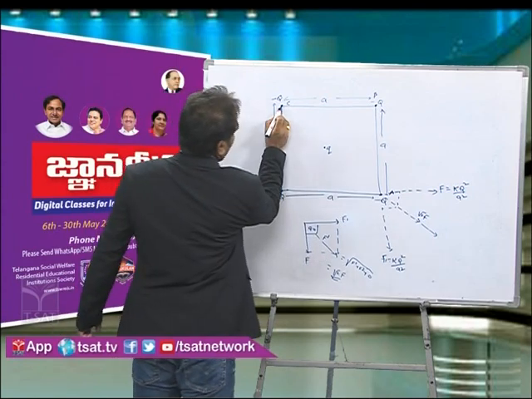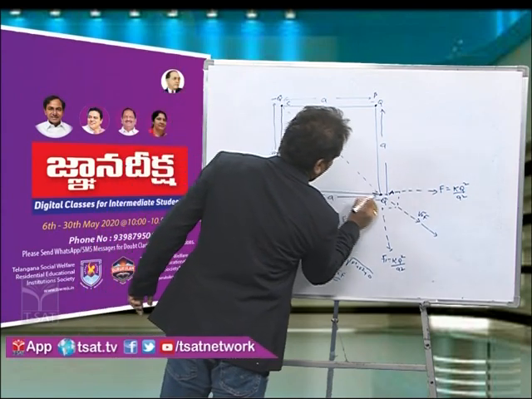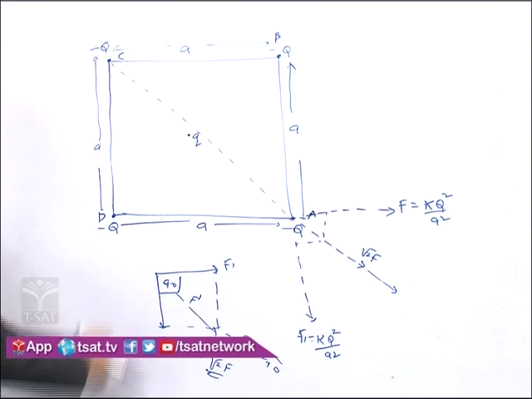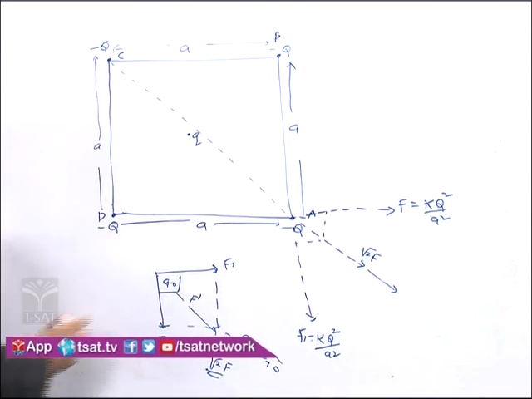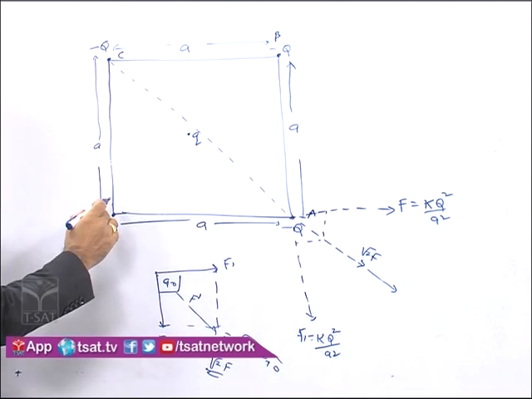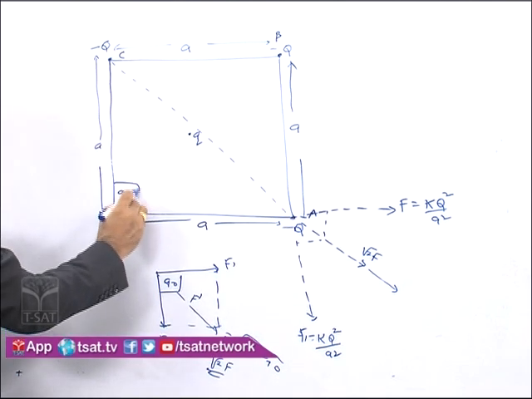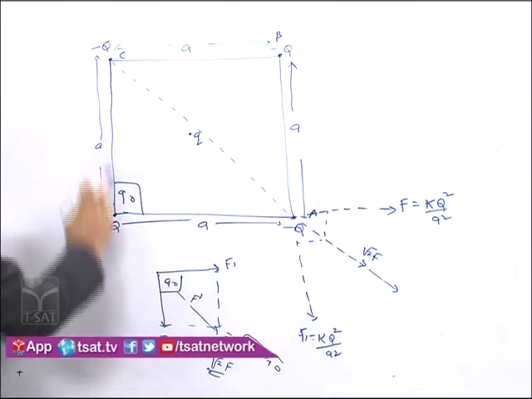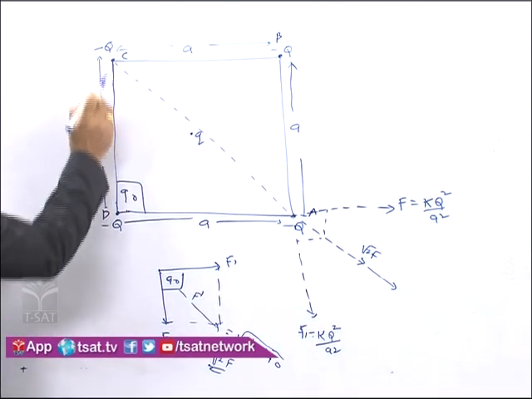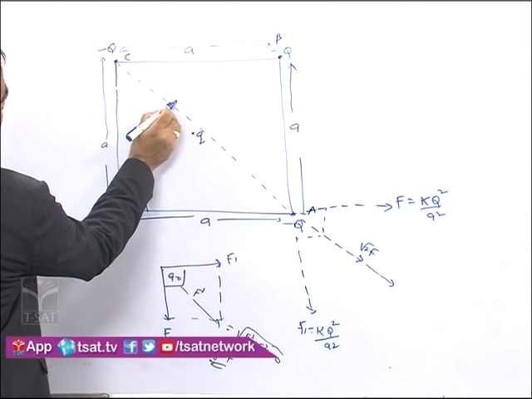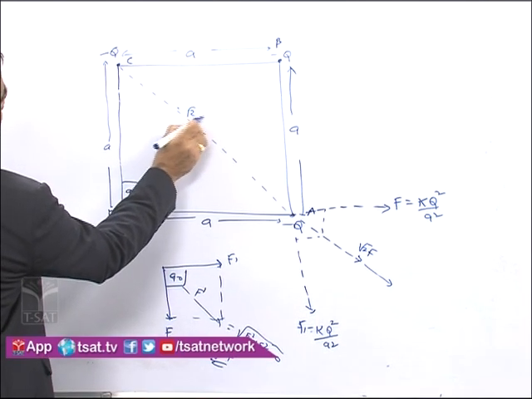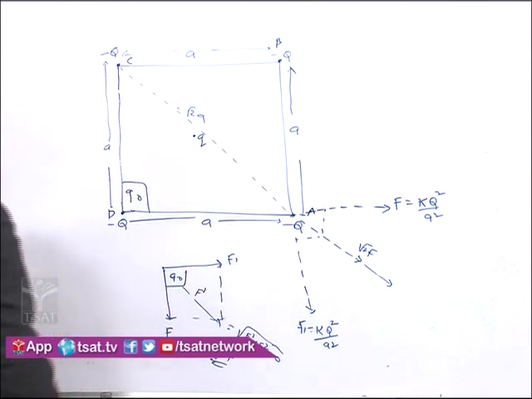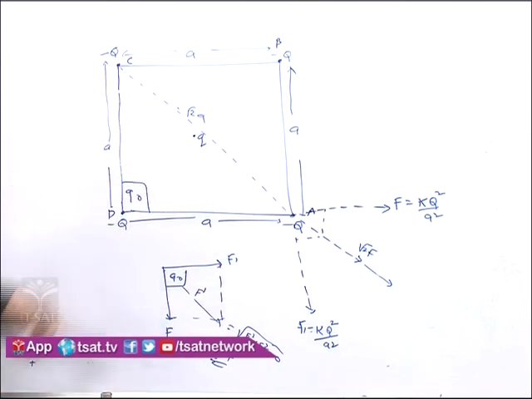This charge also experiences the force along the direction like this. So from this triangle, see what is this length? We have to calculate this length. This length is A and this length is also A. This is 90 degrees. This is nothing but a right angle triangle. From this right angle triangle, this CA is given by root 2 A, which is nothing but this distance. This also exerts the force along the direction.